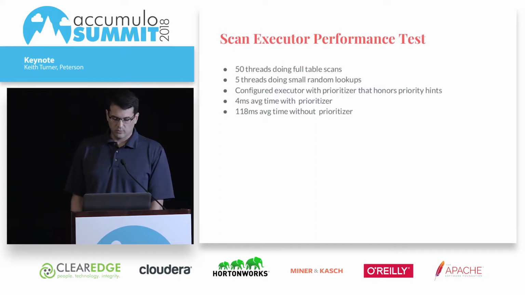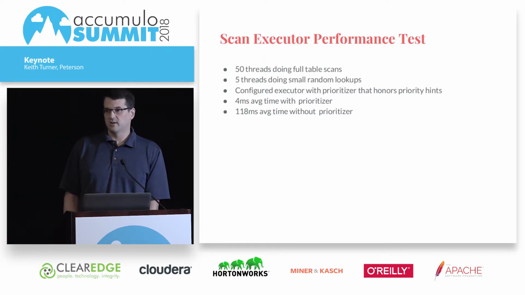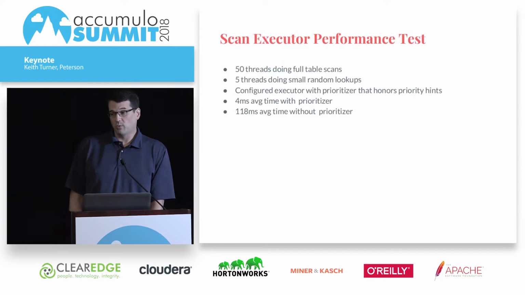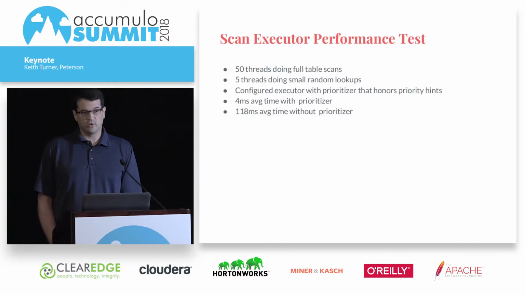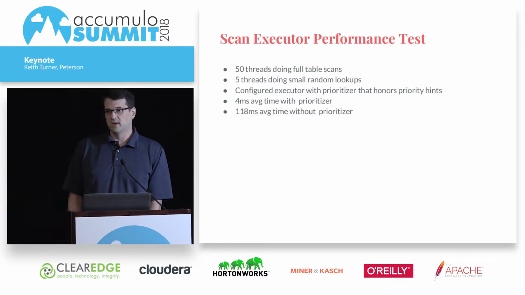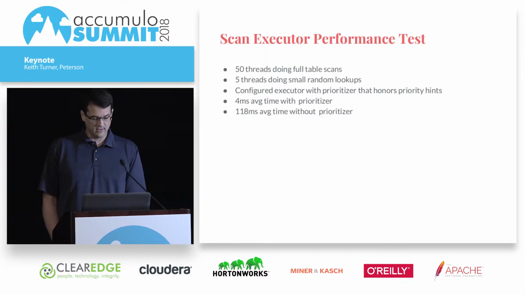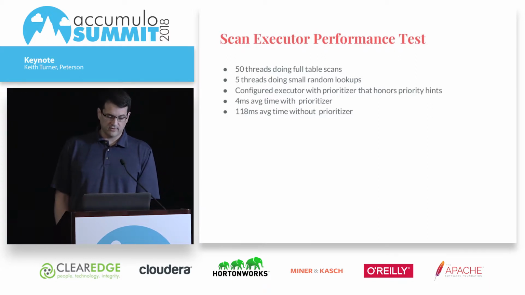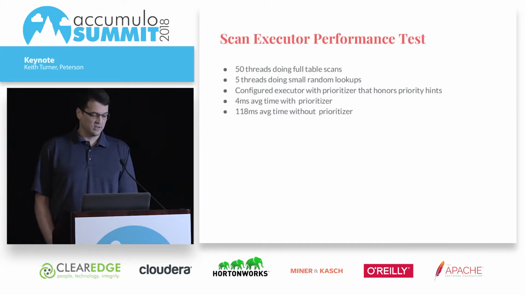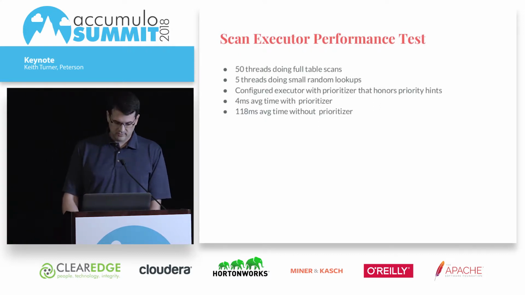So in one run, I had a prioritizer that would honor execution hints with a priority. It would just look at the priority, and if the priority was like 1, it would go first in the queue. So I had the 50 threads pass a priority of 2, and I had the 5 threads doing small random lookups pass a priority of 1. With the prioritizer, the 5 threads doing random lookups had an average lookup time of about 4 milliseconds. Without the prioritizer, their average lookup time was 118 milliseconds.